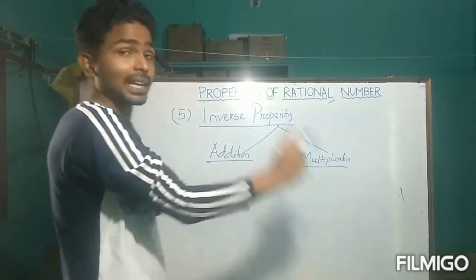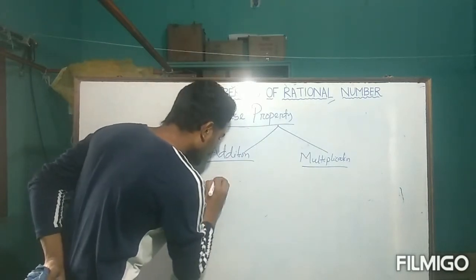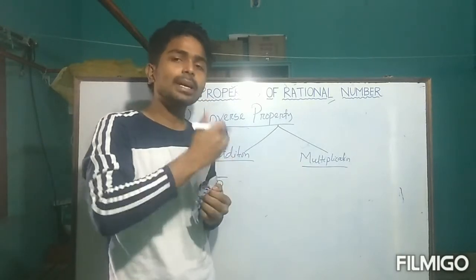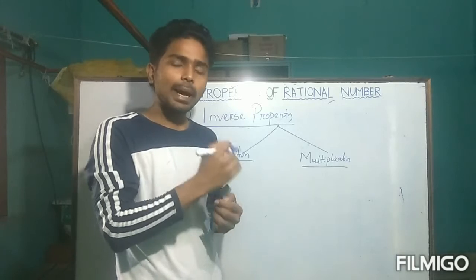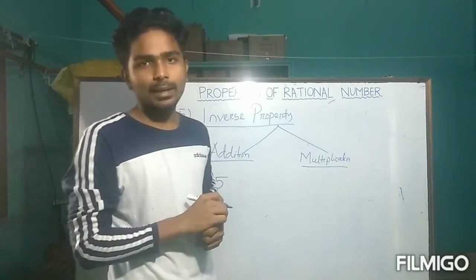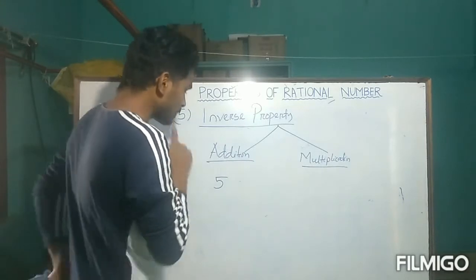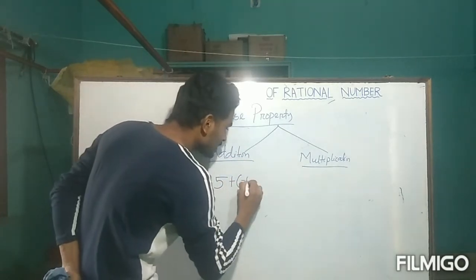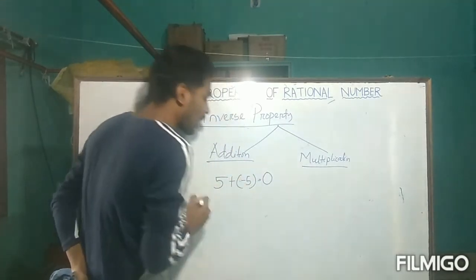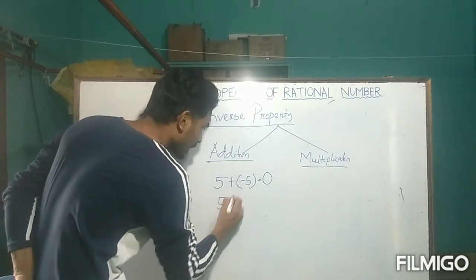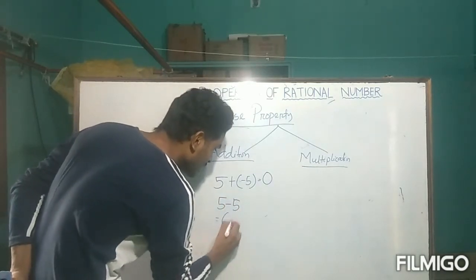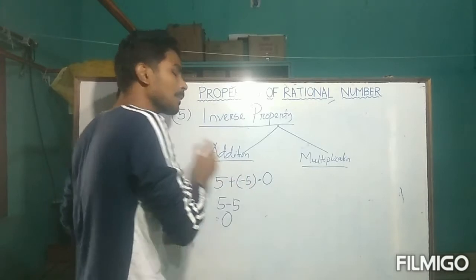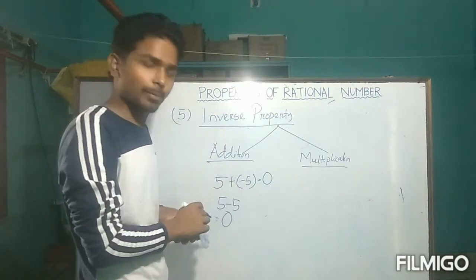Okay, so let us take an example. Suppose we take the example 5. Now we have to think about what should be added to 5 to give 0. We have to find out. Suppose we think if we add minus 5, then we will get 0. How? See here, 5 plus minus 5, the answer is 0. Yes or no? Yes. So if we add minus 5 to 5, we will get 0.